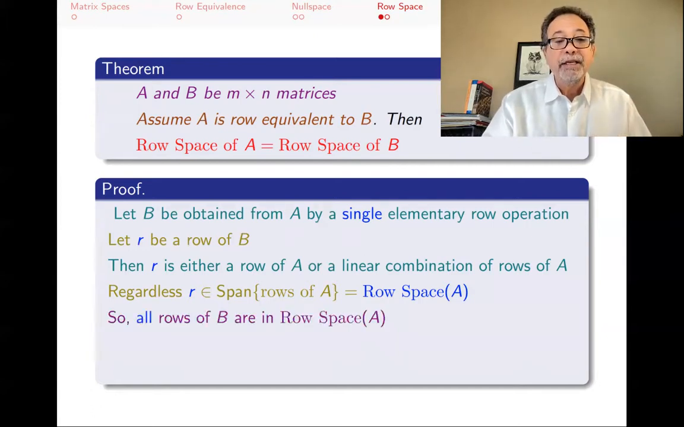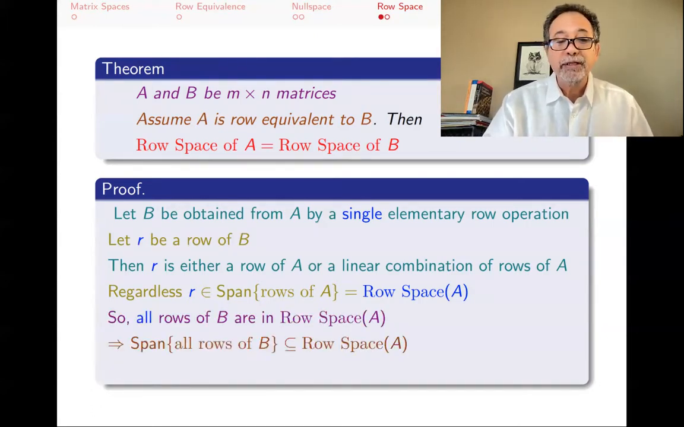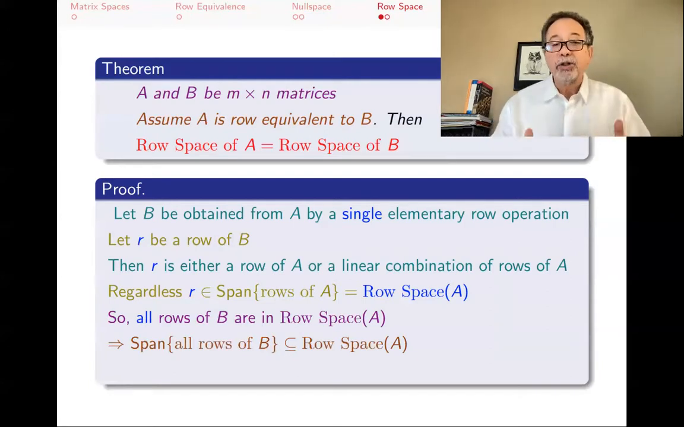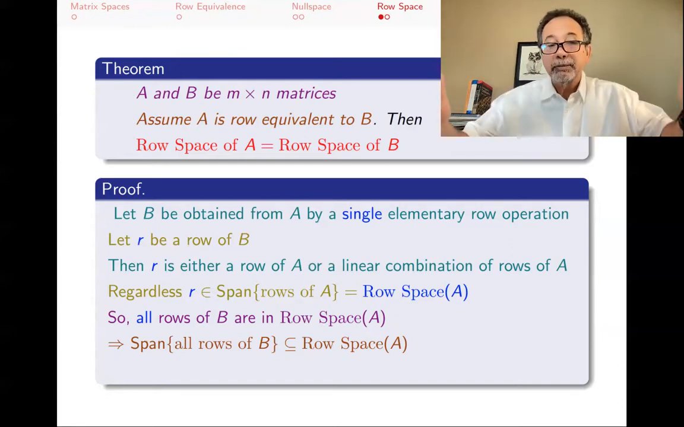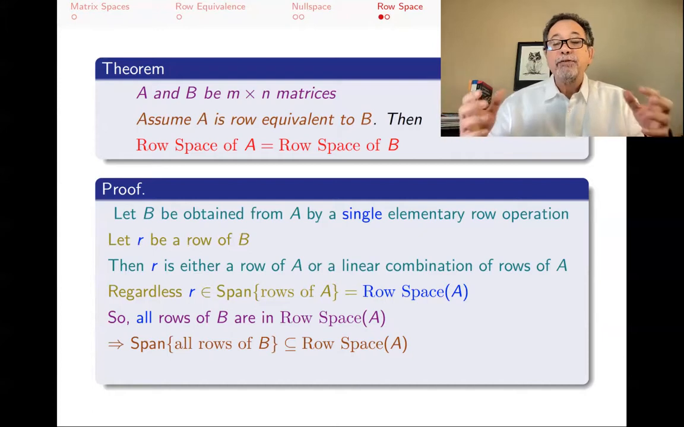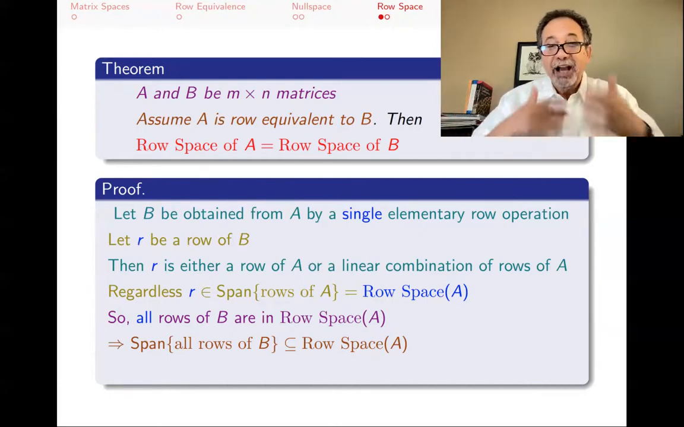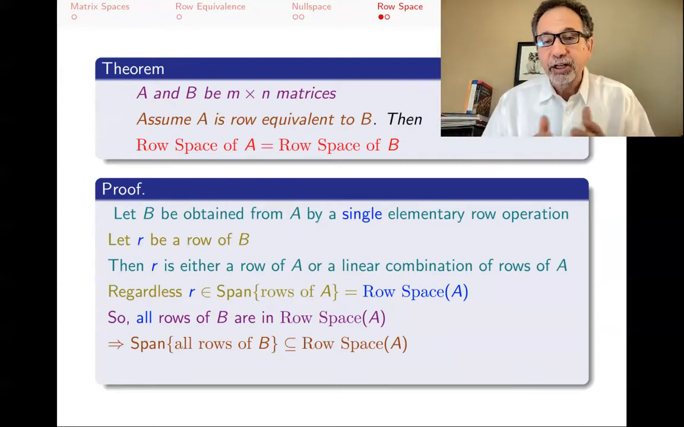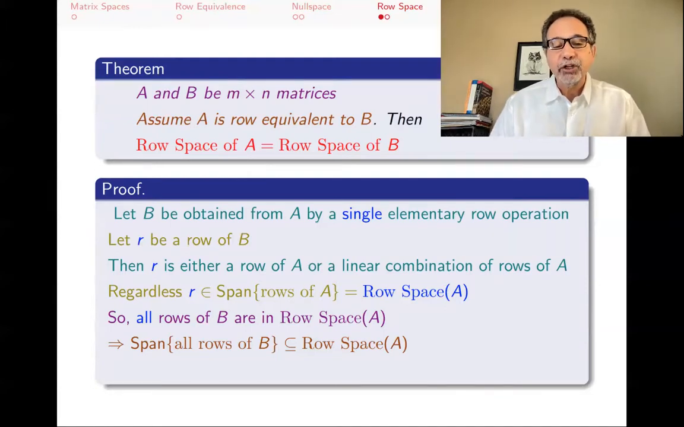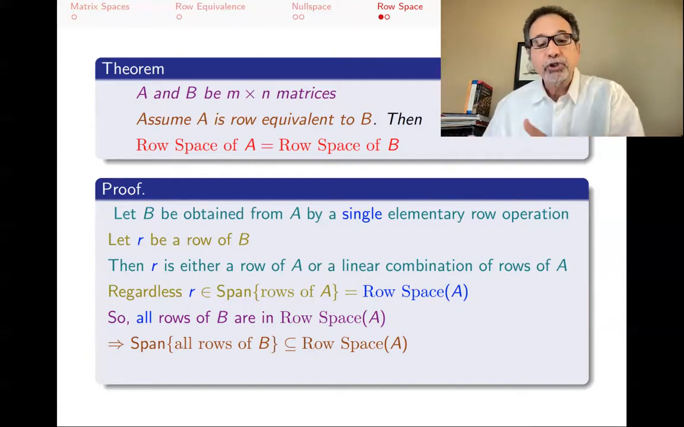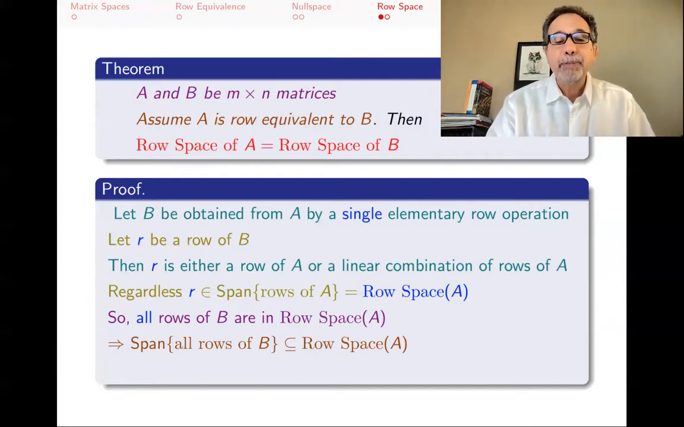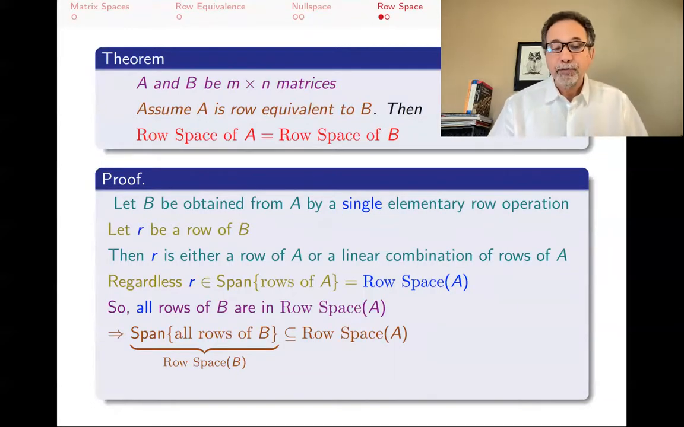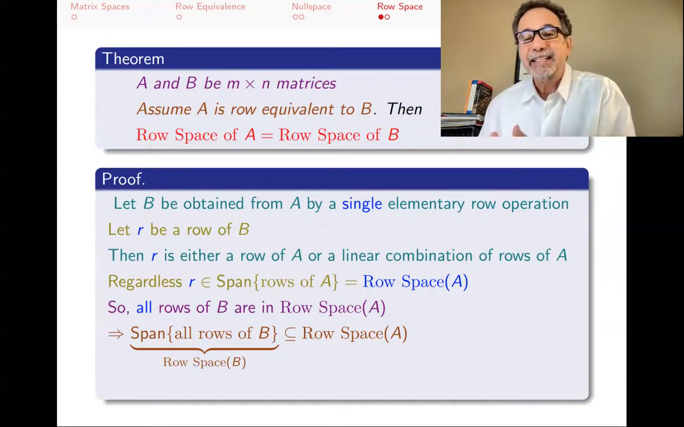But that's no big deal, because if all the rows of B are in the row space of A, then the span of all the rows of B will also be in the row space of A. Why is that? Because if you have a bunch of vectors in a subspace, and the row space of A is a subspace, and then you find the span of those vectors, linear combinations of those, it can't get out of that subspace, because the subspace is closed under addition and scalar multiplication. So if rows of B are in the row space of A, the span of the rows of B is also in the row space of A, but the span of rows of B is the row space of B. So we just proved that the row space of B is inside the row space of A.